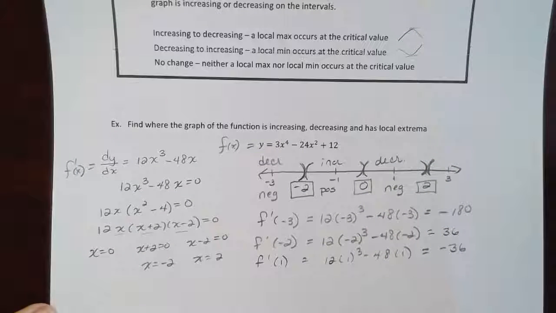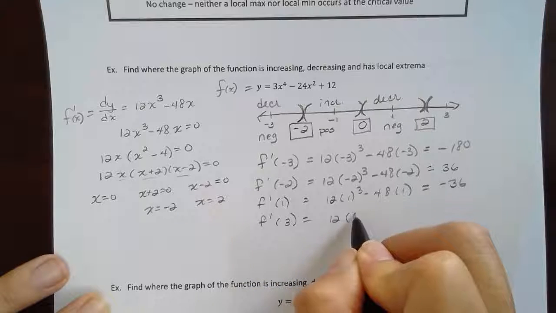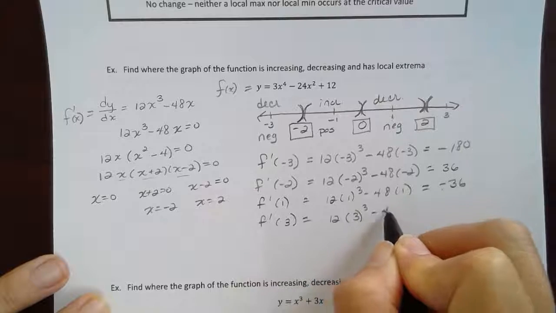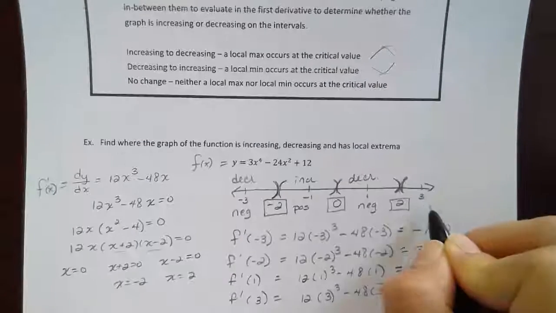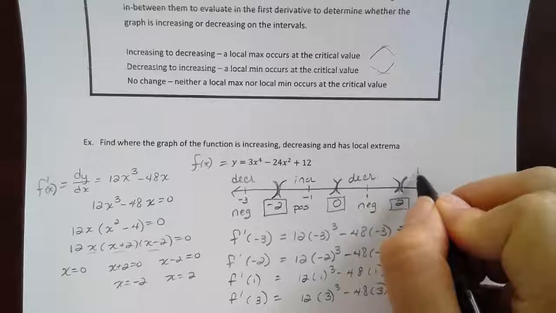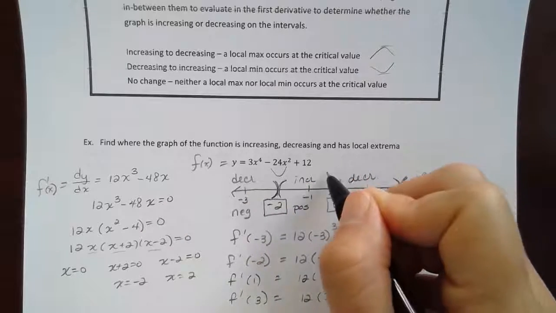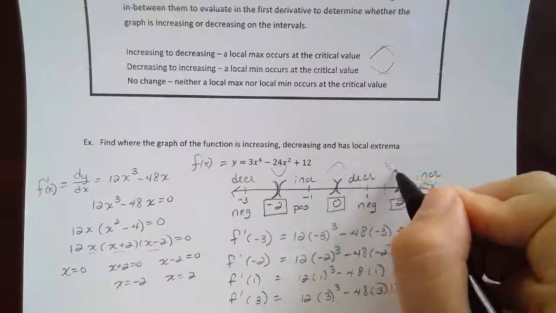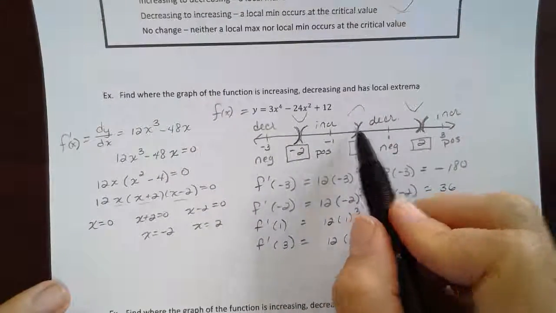F prime of 3 is equal to 12 times 3 cubed minus 48 times 3, which is going to give us positive 180. So we're positive here from 2 to infinity, which means we're increasing. So we had to change from decreasing to increasing, from increasing to decreasing, and then from decreasing to increasing. So we're going to have two local mins and a local max.